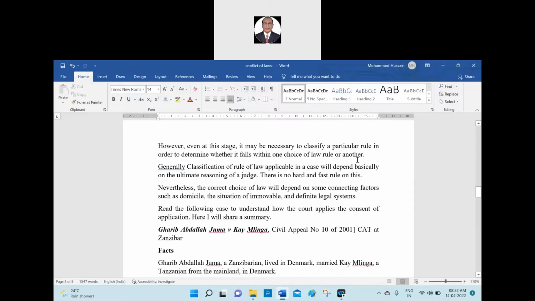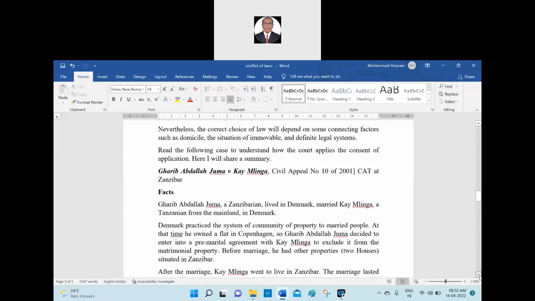Generally, classification of the rule of law applicable will depend basically on the ultimate reasoning of the judge. There is no hard and fast rule on this. Nevertheless, the correct choice of law will depend upon some connecting factors such as domicile, the situation of the movable property, and the definite legal systems. Read the following case to understand how the court applies the concept of classification, and here I will share a summary.